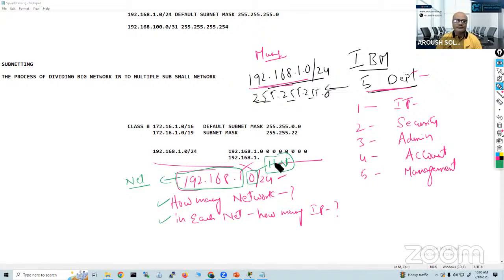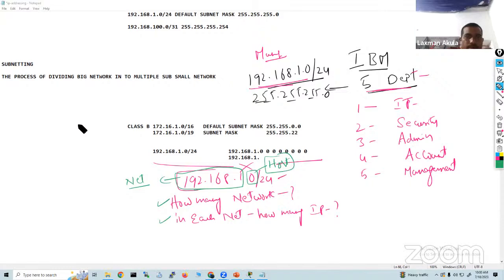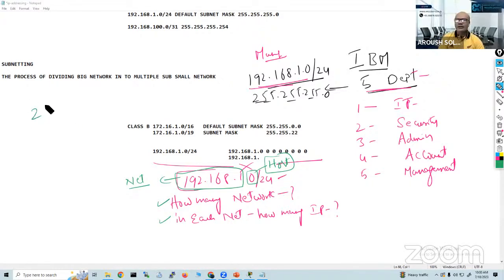There is a very simple formula for that: 2 to the power of n is greater than or equal to the number of subnets. How many subnets do I want? I want 5.